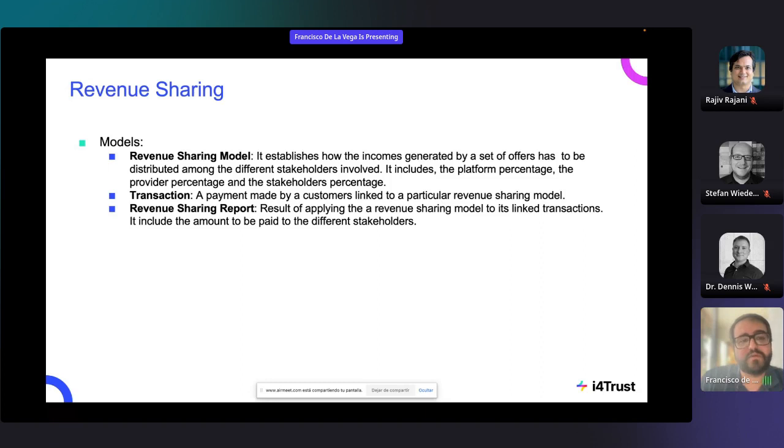The last thing that we are going to have is the revenue sharing report, which is the result of applying a revenue sharing model to all its linked transactions. It's basically going to sum up all the money. It's going to calculate how much money has to be sent to the provider and how much money has to be sent to the stakeholders. And this information is part of the revenue sharing report. And that's it.